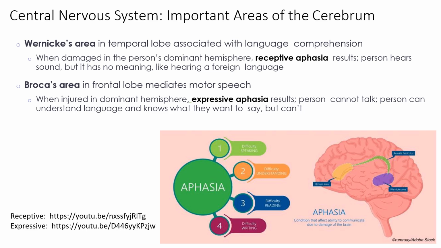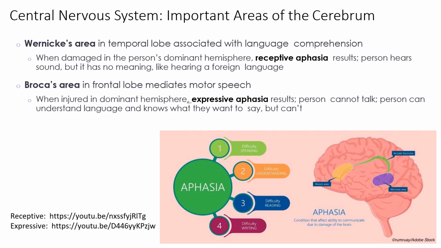Going a little more in depth in the Wernicke's area, again, this is in the temporal lobe area, and this is associated with language comprehension. All right, so if this area is damaged, then the patient is going to have receptive aphasia. This means that the person can hear sounds, but they have no idea what it means. So it's like they are hearing a foreign language or a language that they do not understand.